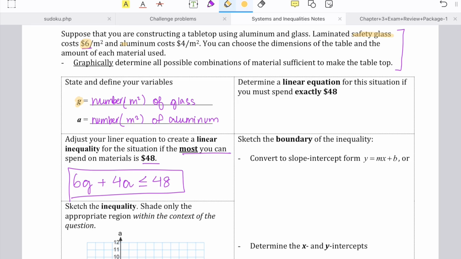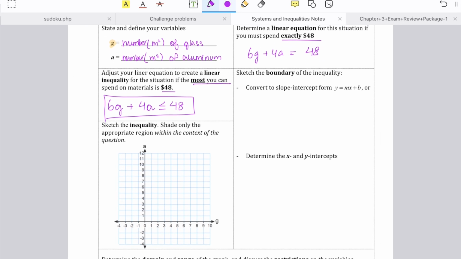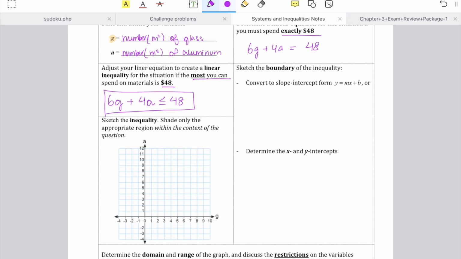Oh. I understood it before and I don't want to get confused. Yes. Now I was confused before. You get it now? I think so. Okay, sounds good. Okay, what if you can spend exactly $48? So that will be 6G plus 4A is equal to 48, right? Now we just need to sketch this inequality and shade only the appropriate region that we can, I guess, spend or get, okay?